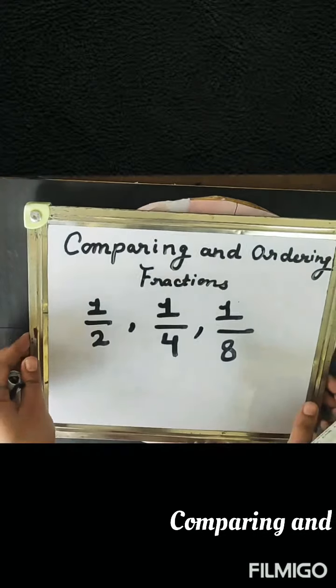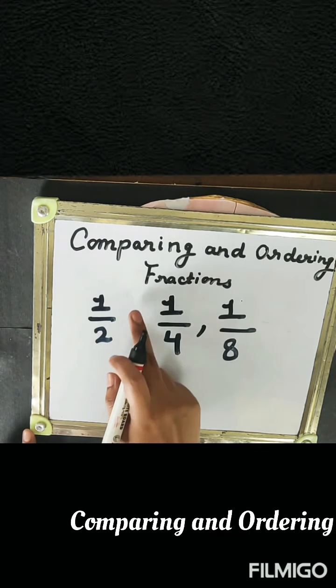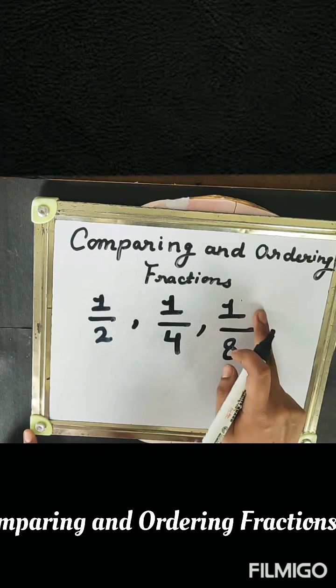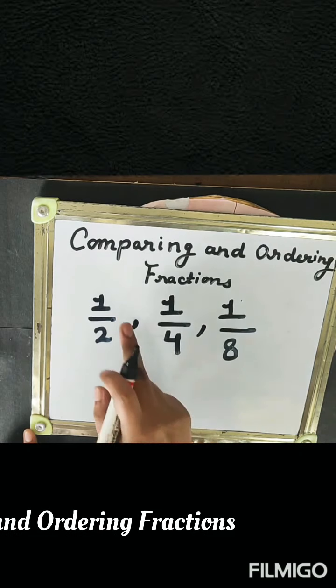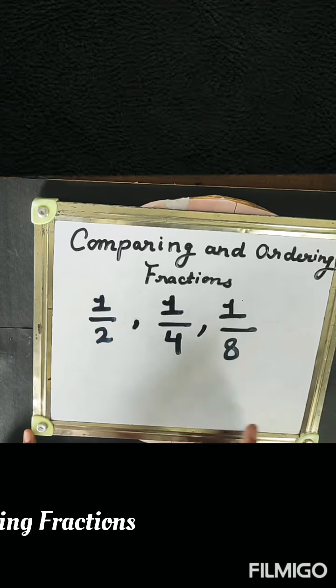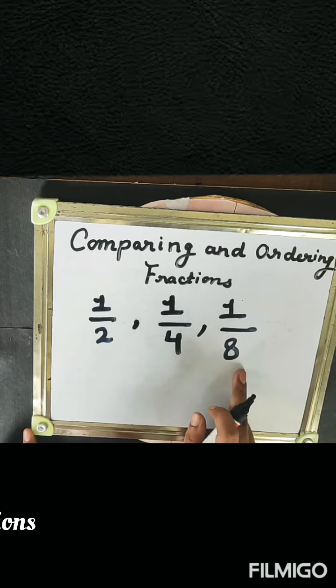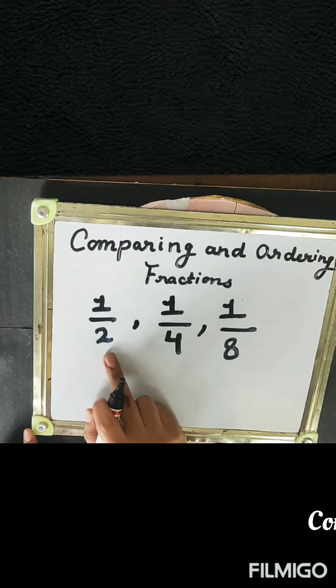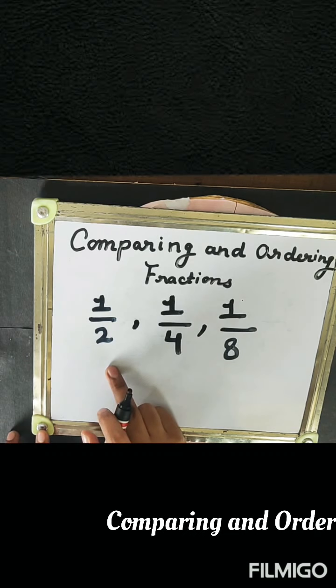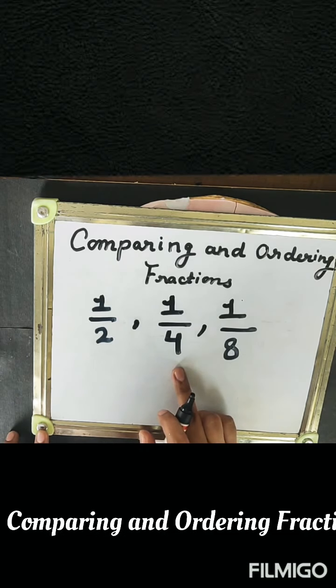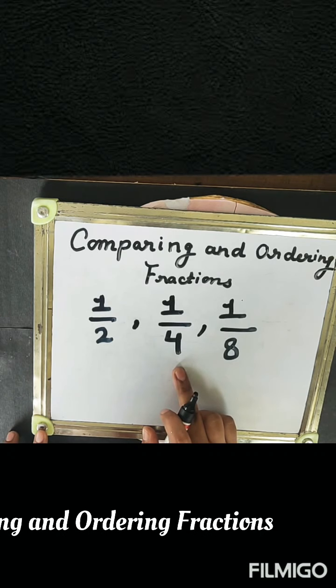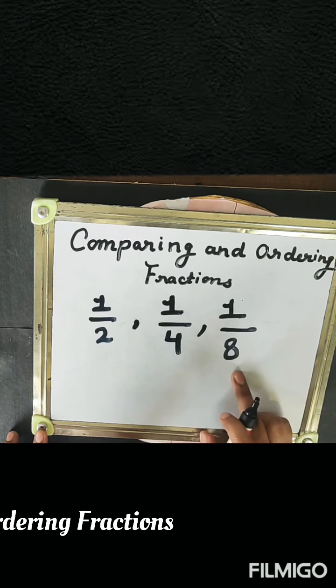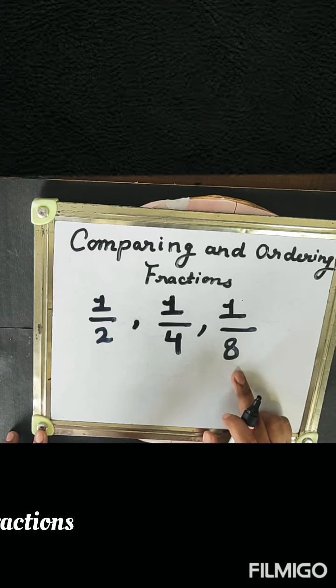So I hope now you understand, when we have the same pizza, one pizza, and we are dividing it into different numbers of parts, like if I am dividing it into two parts, then I was getting more amount of pizza. When I was dividing it into 4 parts, I was getting a little less. When I was dividing it into 8 parts, I was getting even less.